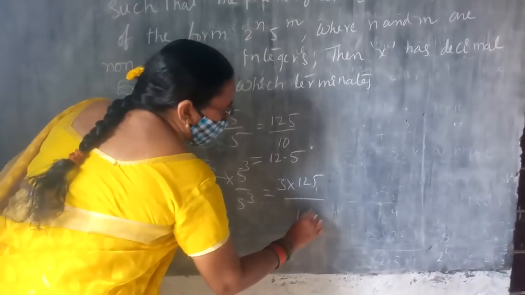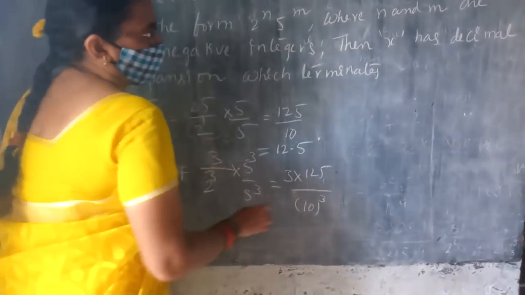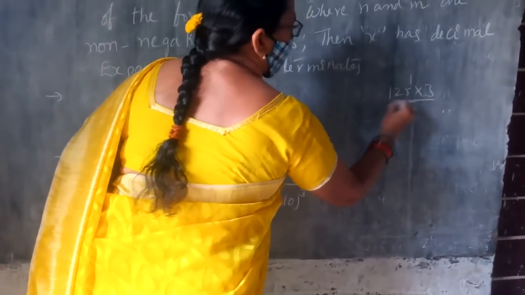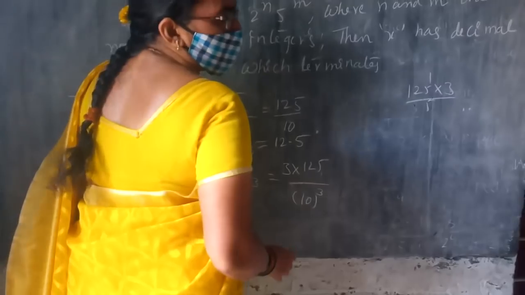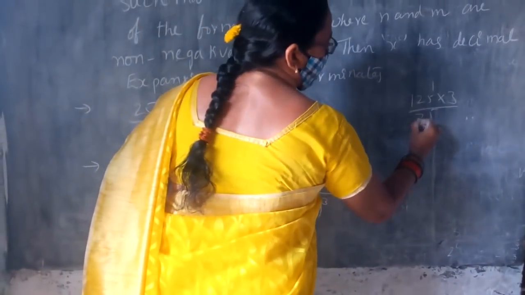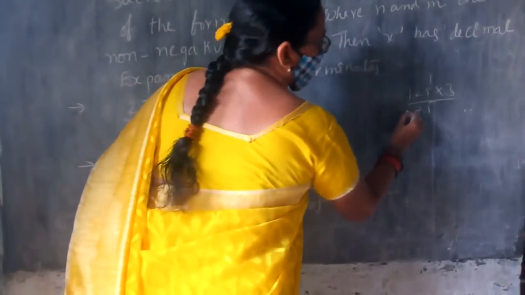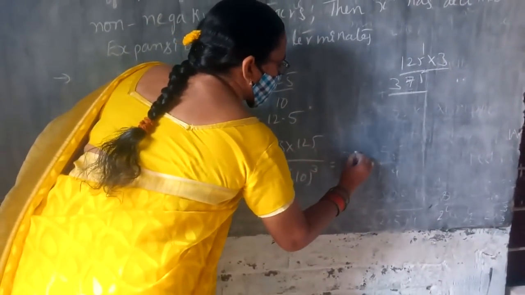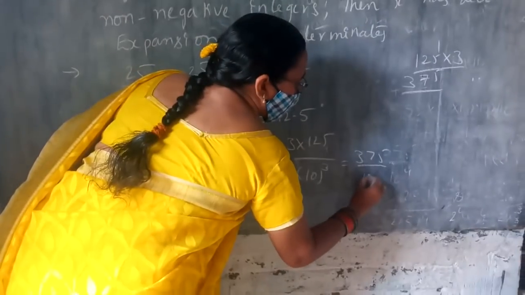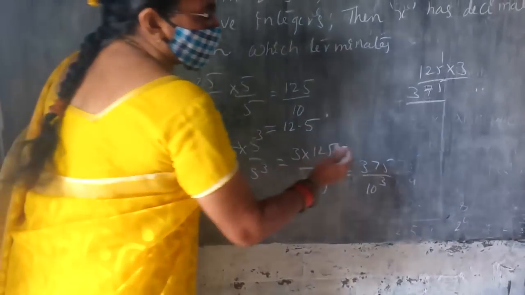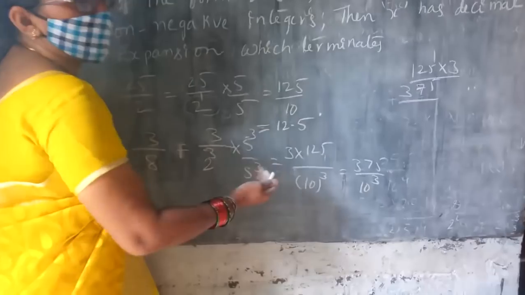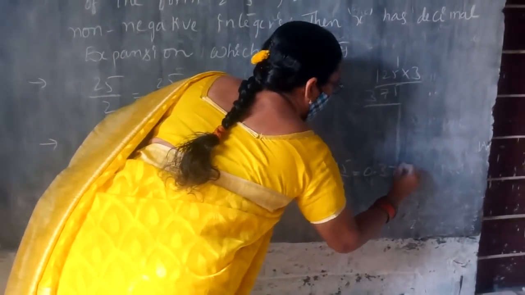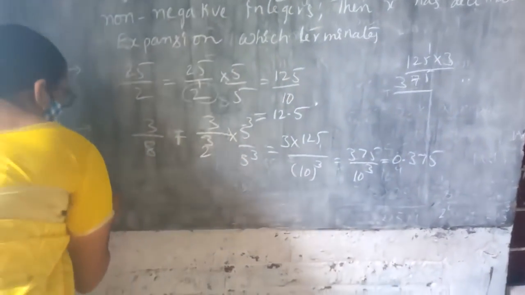Here 10 power 3, and 125 times 3. 3 fives are 15, 3 twos are 6, 6 plus 1 is 7, 3 ones are 3. Is it right? Yes. 375 by 10 cube. Then the decimal point moves from right to left by 3 digits. That is 0.375. Okay.